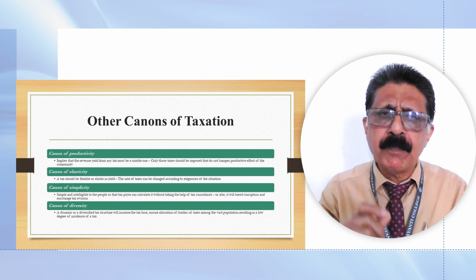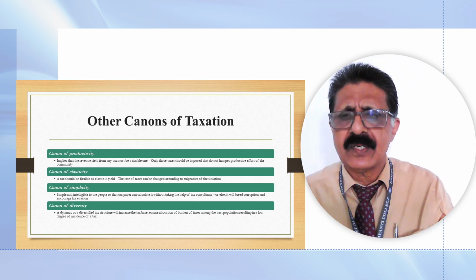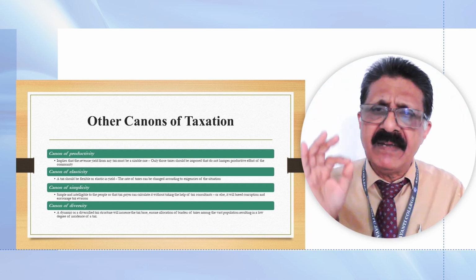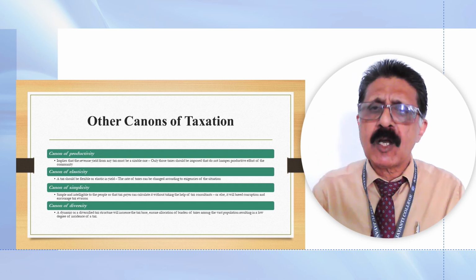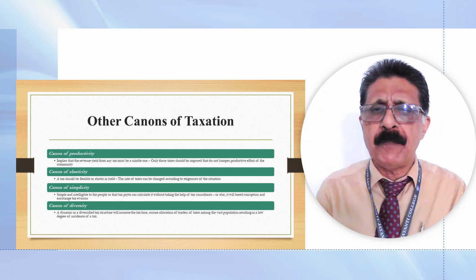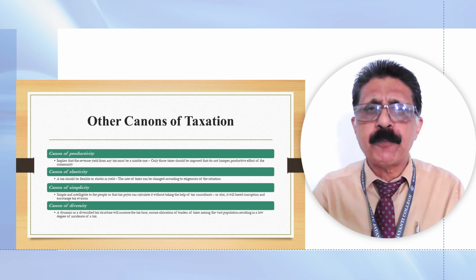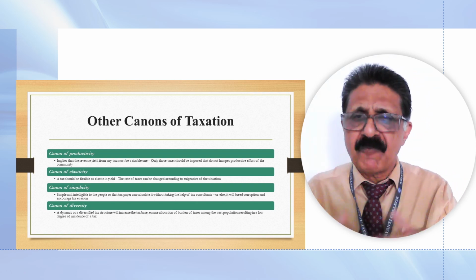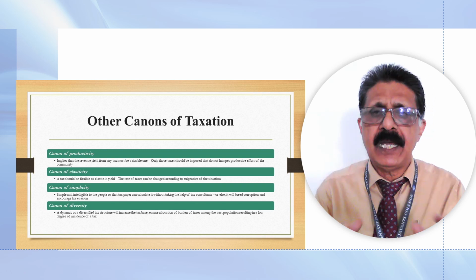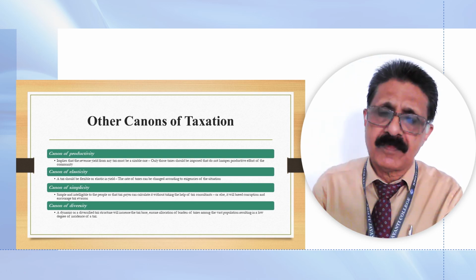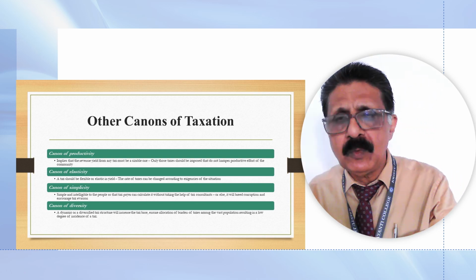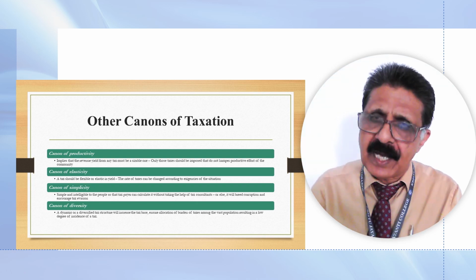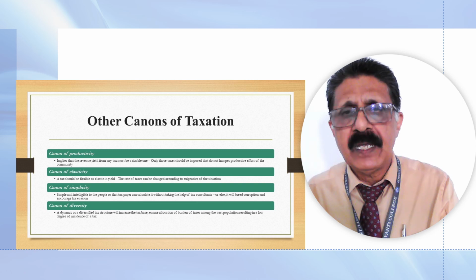The canon of simplicity says that the system should be simple and intelligible, and even the common man should be in a position to understand the procedures and the formalities of a particular tax system, so that they must be able to pay the tax and file their return on their own without the help of any external experts.